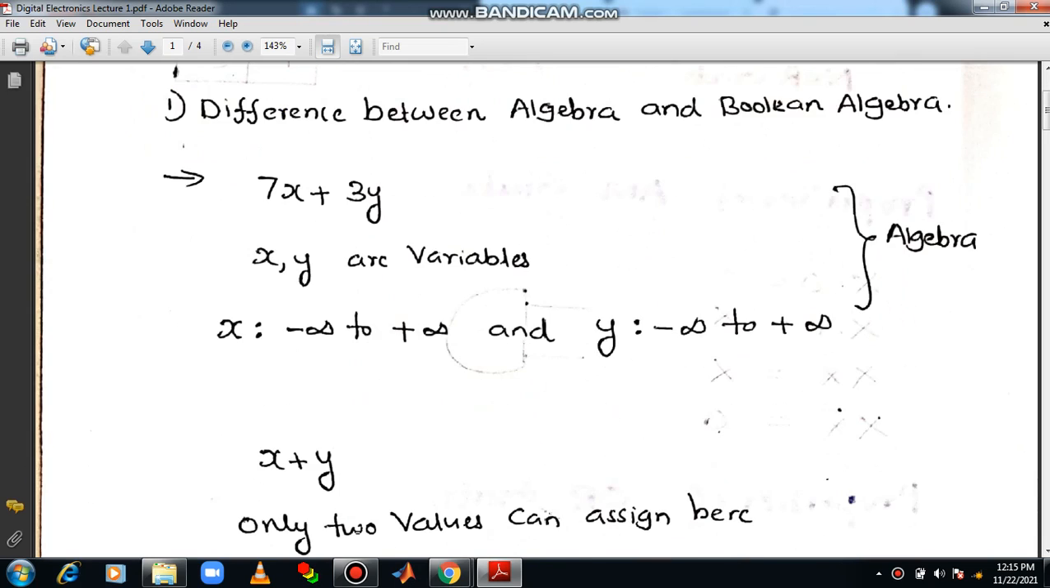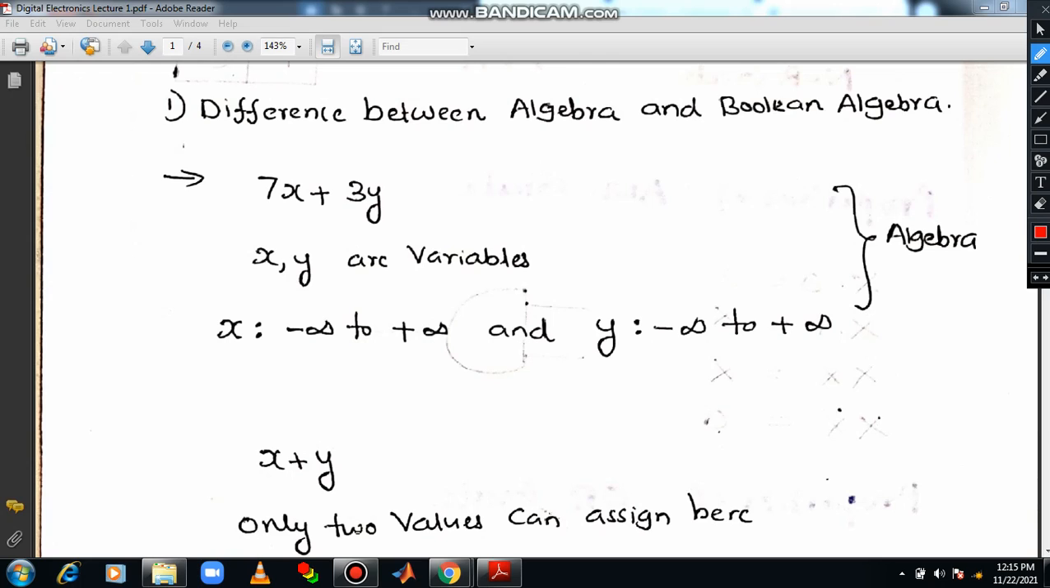In case of algebra, you can see 7x plus 3y. You can see one expression. Here you have to put the values of x and y from minus infinity to plus infinity. That means x and y both are variables, and you can give the values from minus infinity to plus infinity, and 7 and 3 both are constants.